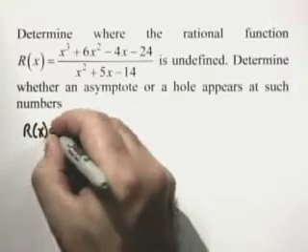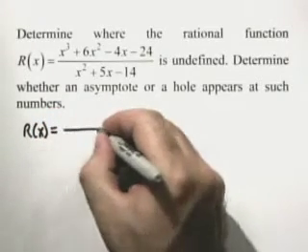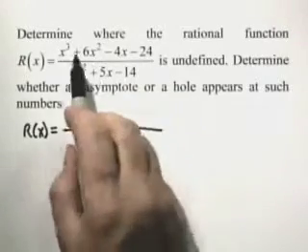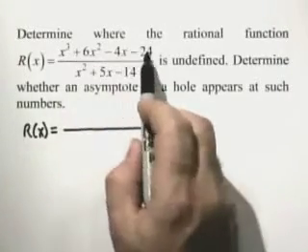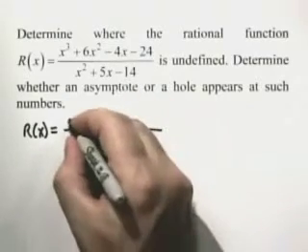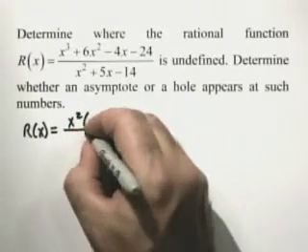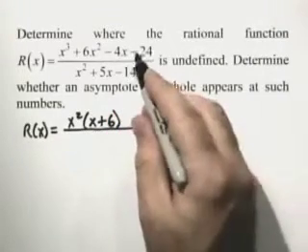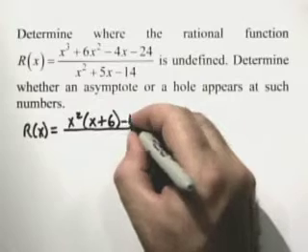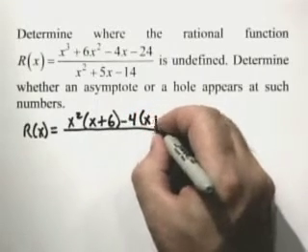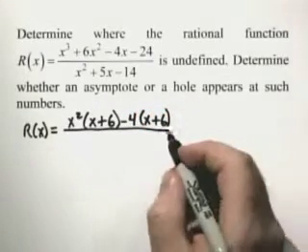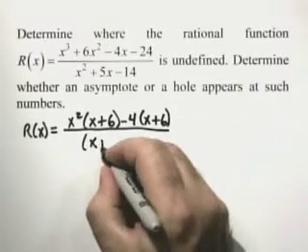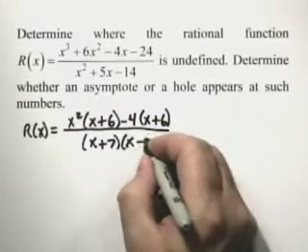We'll have r of x is equal to, and in the numerator we're going to use factoring by grouping. We'll group the first two terms together and the last two terms together. The first two terms we can pull out an x squared, so we'll have x squared times x plus 6. In the last two terms we can pull out a negative 4, so we'll get minus 4 times x plus 6. In the denominator we can factor that as x plus 7 times x minus 2.